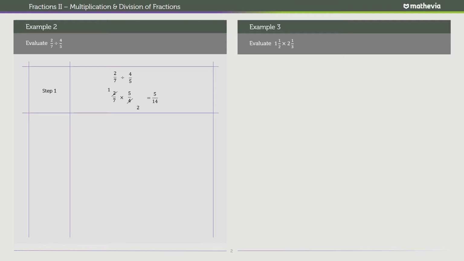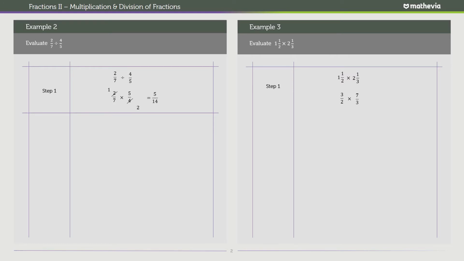Let's do another one. Here we have mixed numbers. When you're multiplying mixed numbers, the first thing you want to do is convert those mixed numbers into improper fractions. So we have 1 and 1 over 2: 2 times 1 is 2, plus 1 will give you 3 over 2. And similarly for 2 and 1 over 3, you have 3 times 2 is 6, plus 1 gives you 7. So you have 7 over 3.